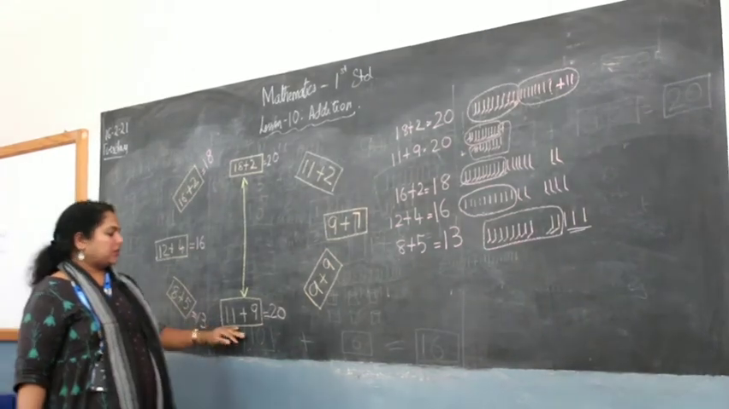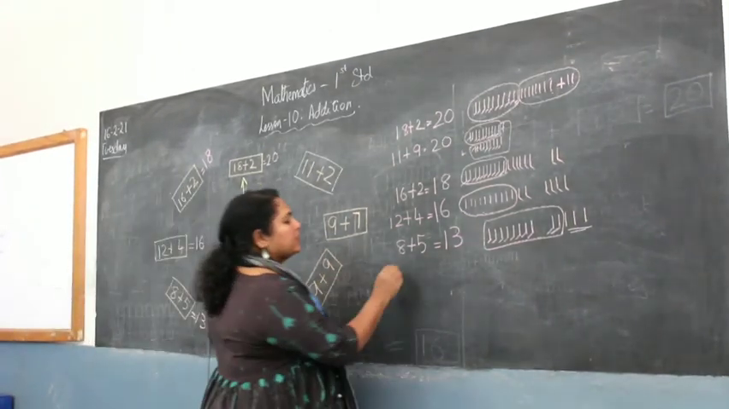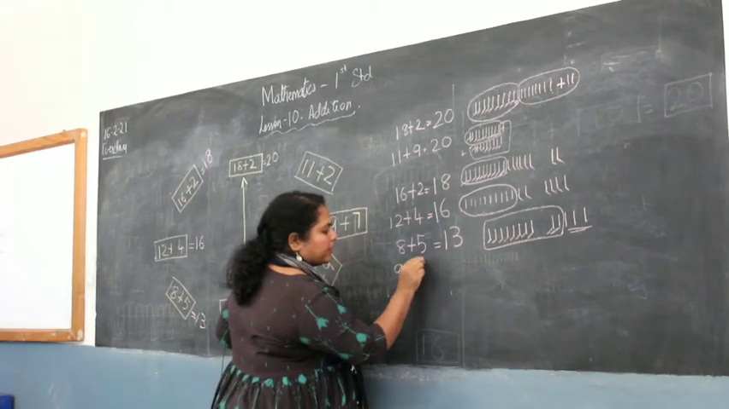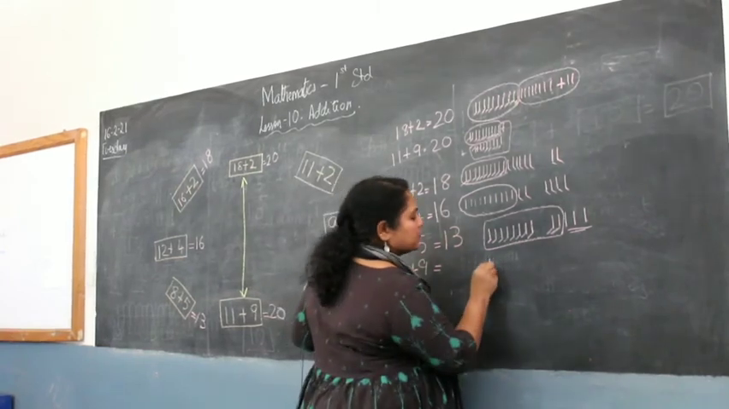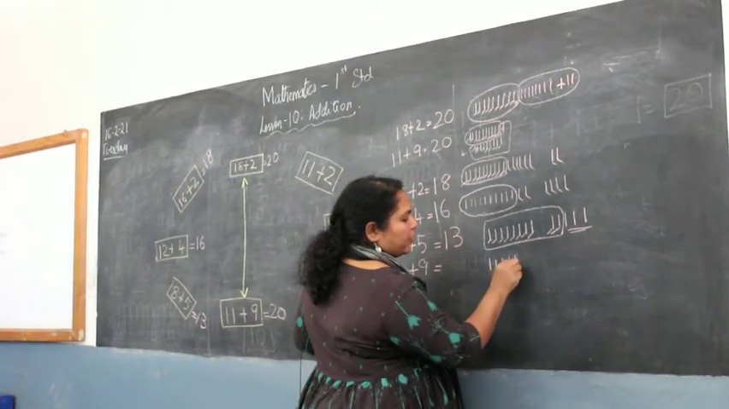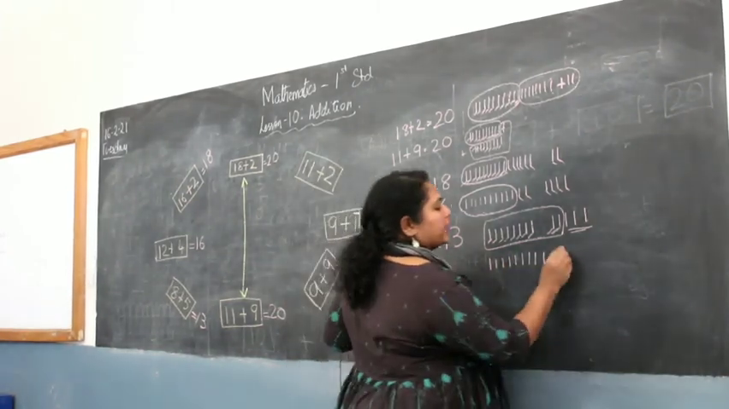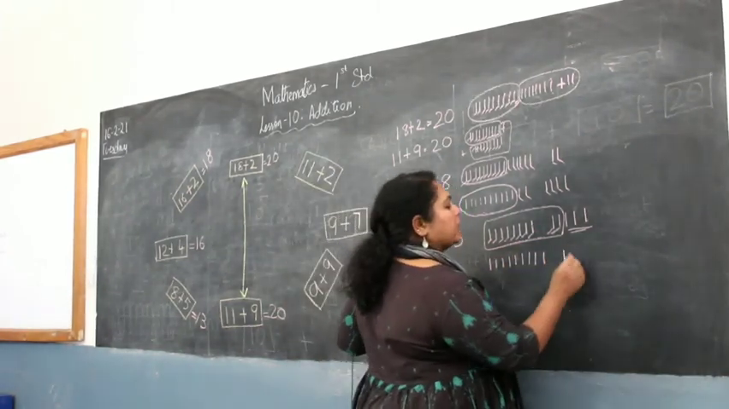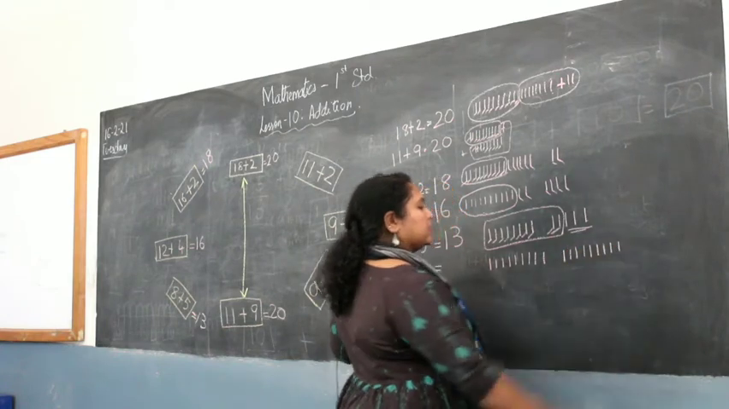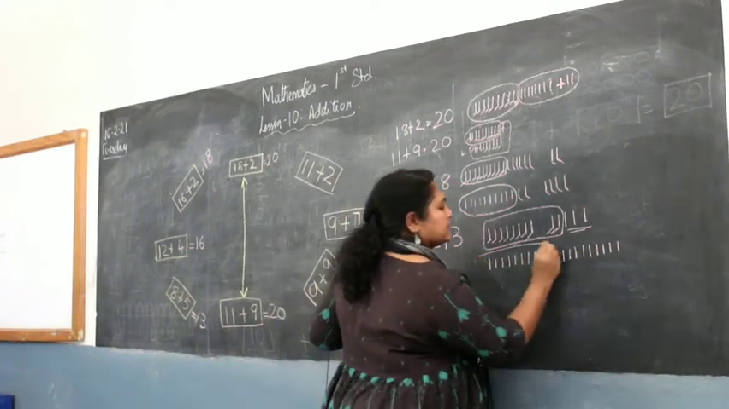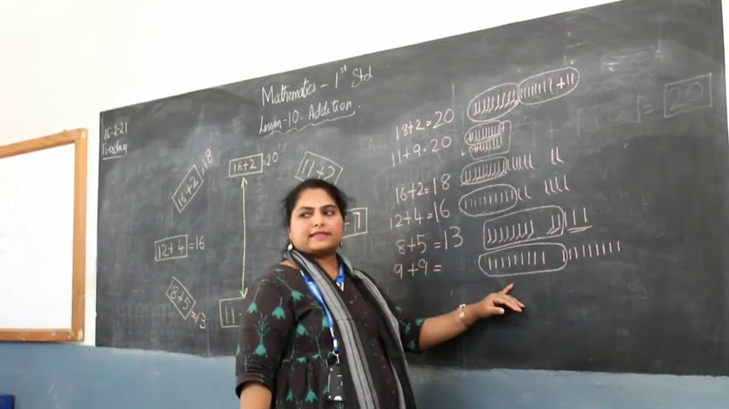This we have done. Now 9 plus 9. What do we have to do? First draw 9 sticks. 1, 2, 3, 4, 5, 6, 7, 8, 9 plus 9. So we are making another set of 9. 1, 2, 3, 4, 5, 6, 7, 8, 9. So let's make a group of 10 sticks. This will be your one group of 10 sticks.